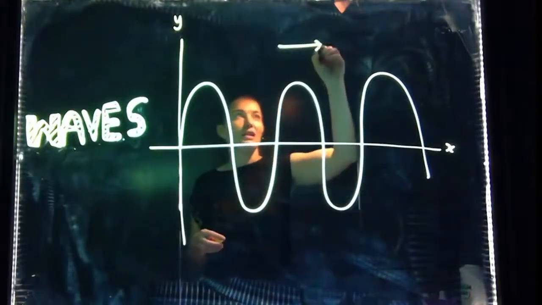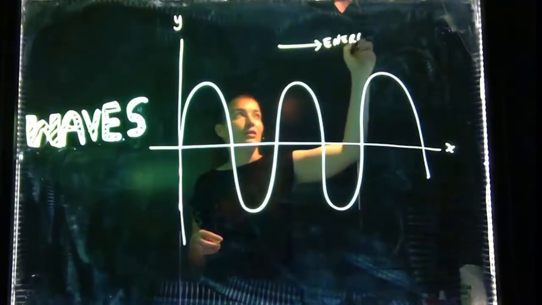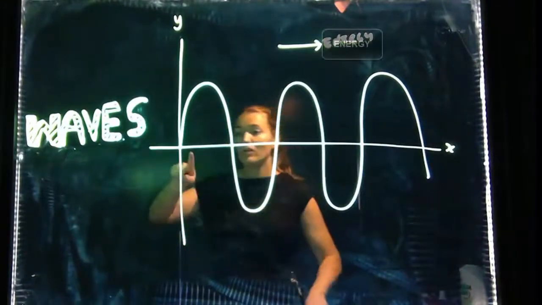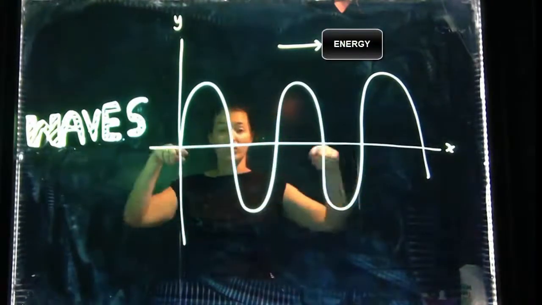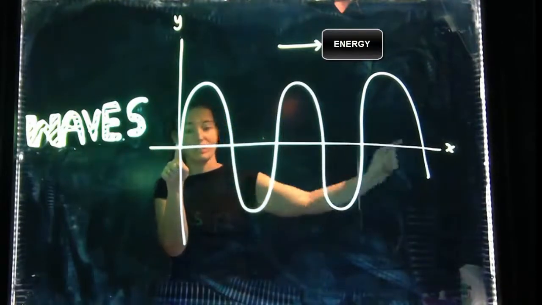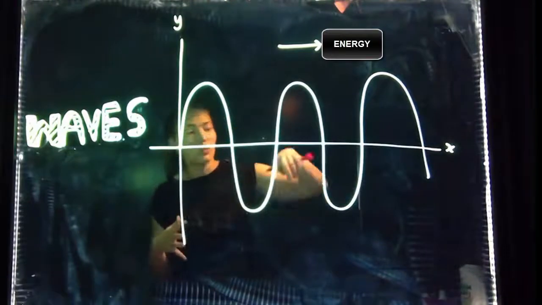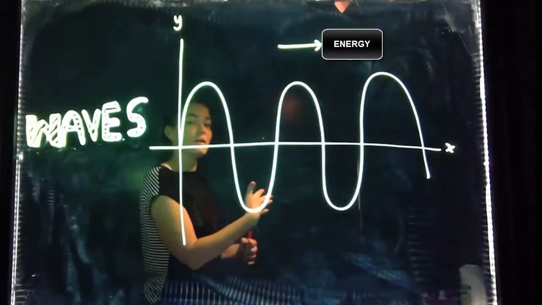So we can say that the energy is moving along in this direction. And what would happen if there was no energy moving along here is that the wave would be at rest on this line here. So what we can think about each wave as is like a step of a runner.